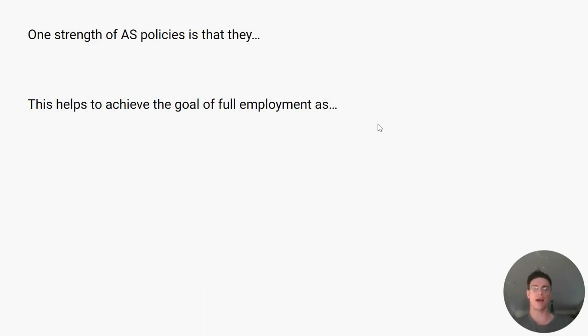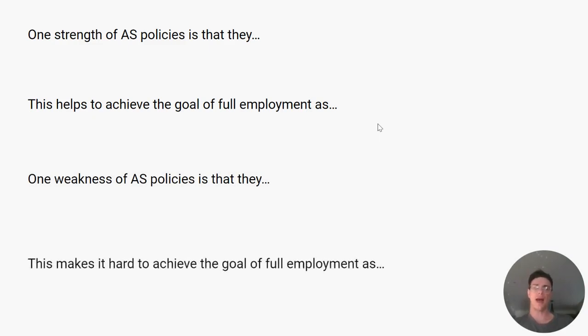I'm going to start out by saying what the strength is. You should be thinking as I go along, what would your strength be? Then how are you going to explain how that strength helps to achieve the goal of full employment? And then a weakness of aggregate supply policies, and how that makes it harder to achieve the goal of full employment.